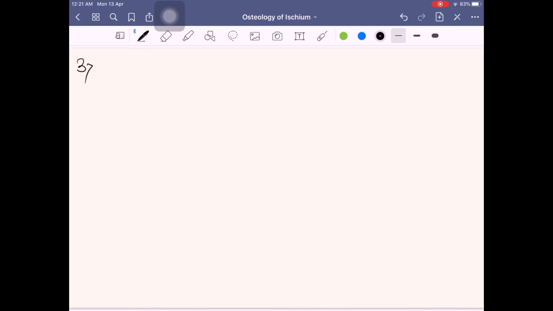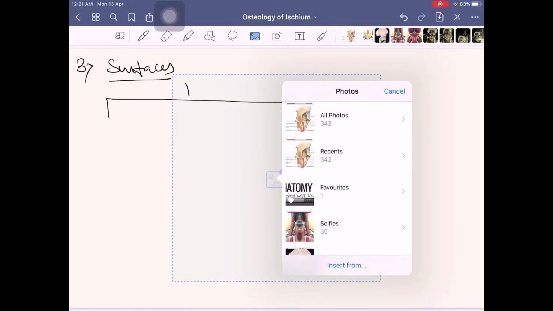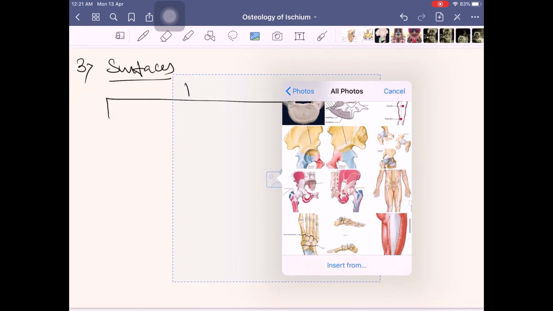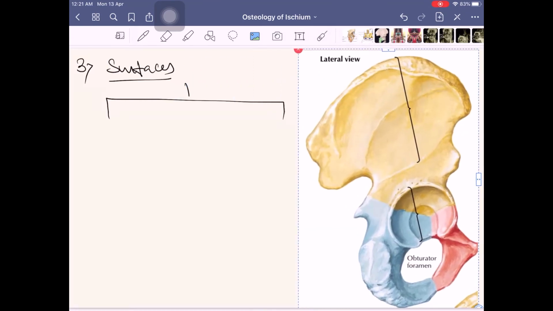Now next part is we are doing under the attachment and relation. Now let us look at the surfaces. If you remember, there are three surfaces we mentioned. So I'll bring our picture again back. The more you see, the better you remember. And I'm intentionally being very slow here so that you follow it nicely, because if you don't understand the osteology well, you will not understand the rest of the lower limb at all.